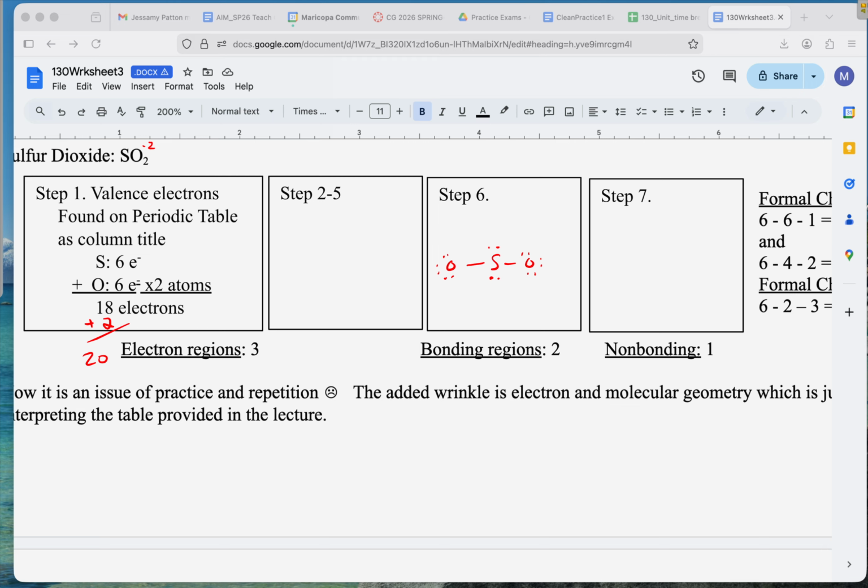What was the next step? We could change pairs of electrons into lines. I did that. Next step. Move non-bonding electrons into bonds to satisfy octets. Does the oxygen have an octet? Yes. Does the other oxygen? Yes. Does the sulfur? Yes.